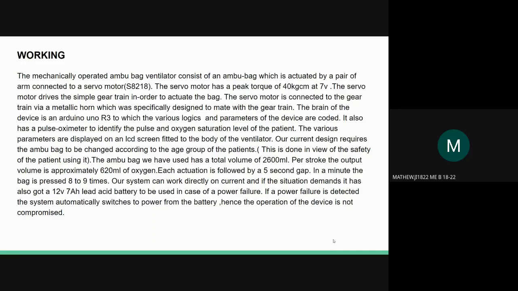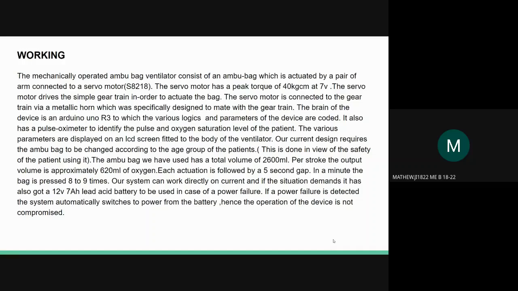The servo motor drives a simple gear train in order to actuate the bag. The servo motor is connected to the gear train via a metallic horn which was specifically designed to mate with the gear train. The brain of the device is an Arduino Uno R3 to which the various logics and parameters of the device are coded. It also has a pulse oximeter to identify the pulse and oxygen saturation level of the patient. The various parameters are displayed on an LCD screen fitted to the body of the ventilator.